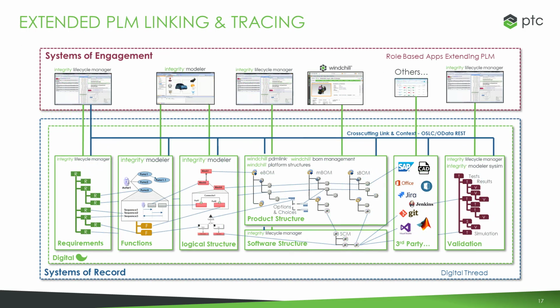To make these links possible, we use an industry standards-based approach called OSLC, Open Services for Lifecycle Collaboration. This then allows us to link and trace to items in other tools. They could be requirements or test cases in Integrity Lifecycle Manager, or other tools like Doors Next Generation from IBM. And also, as we're going to see in this case, linking to parts in our PLM system. And in this example, we're using Windchill.